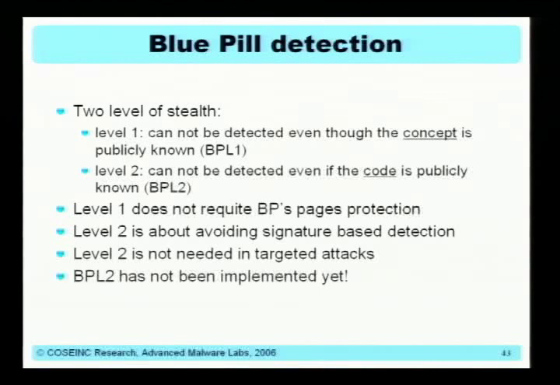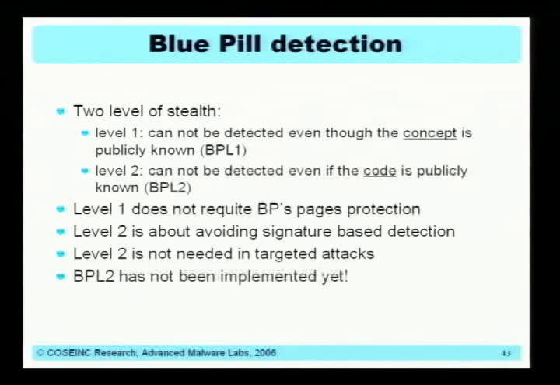So BluePill level 1 is something which should be more than enough in any targeted attack. And this is what I implemented. BluePill level 2 is a future thing, it has not been implemented yet, because to implement it correctly, we need two more mechanisms. One of them is nested pages, which is going to be introduced by AMD somewhere in 2007, as I heard. And another one is IOMMU, which I heard is also going to be introduced somewhere in 2007.